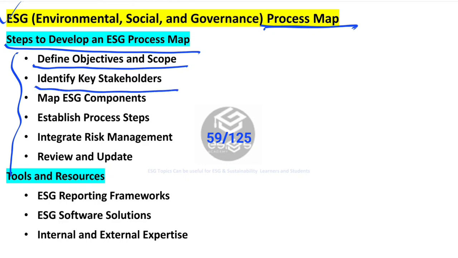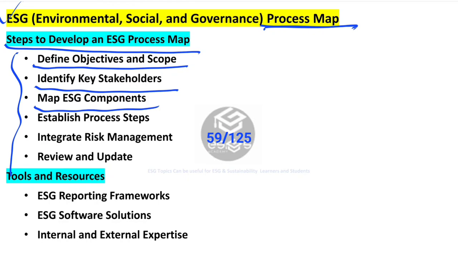Next is identify key stakeholders. Determine stakeholders involved in ESG processes such as senior management, ESG committee, sustainability team, legal and compliance, investors, regulators, and external auditors.